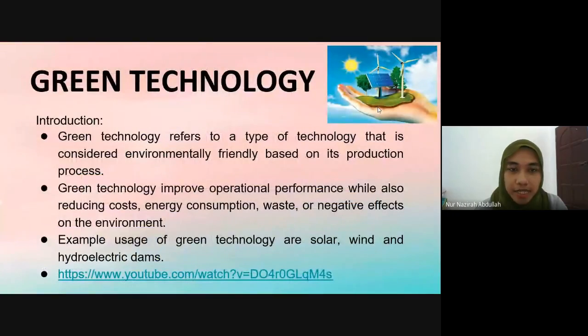So without wasting our time, I will continue to talk about the introduction to green technology. Green technology refers to a type of technology that is considered environmentally friendly based on its production process. Green technology also improves operational performance while also reducing costs, energy consumption, waste, or negative effects on the environment. Example usage of green technology are solar, wind, and hydroelectric dams.